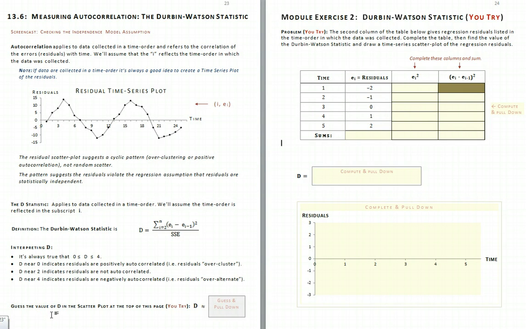This would be a pretty good time to stop the screencast. Try to guess the value of the Durbin-Watson statistic based on these interpretations for our residual scatter plot up here, which we've already discussed showed positive autocorrelation. Then move up here to this page and attempt this U-try. It's again pretty straightforward. It has you actually computing the value of a Durbin-Watson statistic and plotting the residual values. So I'll see you back here in a minute.